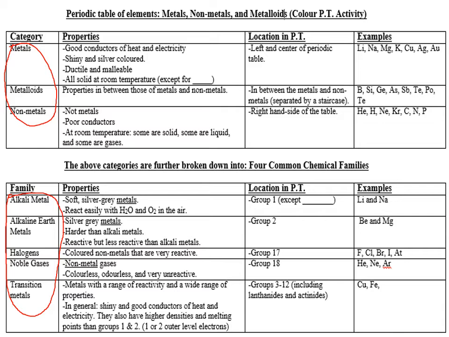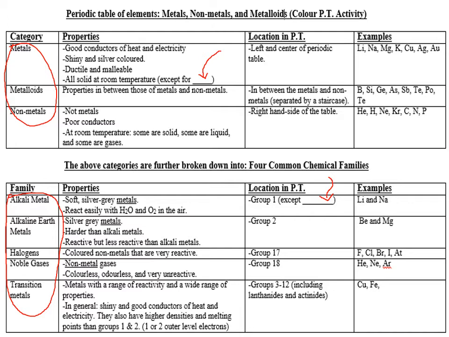I do want you to know the important properties of the different classes and the different families as we discussed. You should be able to fill in blanks such as these ones over here. So you know that all the elements in group 1 are alkali metals except for one of them. Try to figure out which one that is. You know metals are typically solid at room temperature except for one.